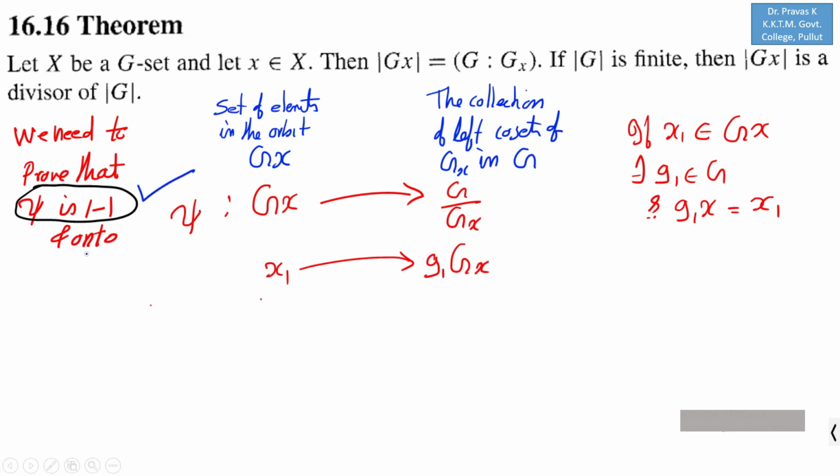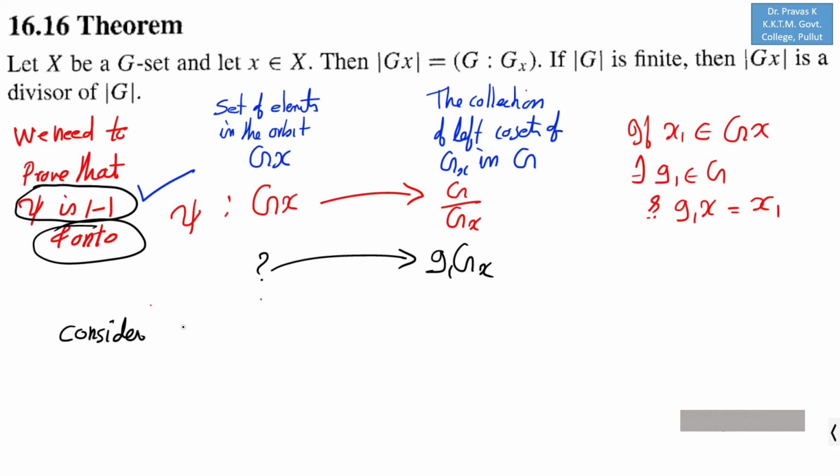Now what remains is that we need to prove that psi is an onto map. For that, corresponding to an arbitrary coset g1 gx in G, we need to find the corresponding element in the orbit Gx. So consider g1x and you call it x1. Then you can see that psi of x1 is taken to g1 gx, since psi of x1 is equal to g1 gx by the definition of psi itself.